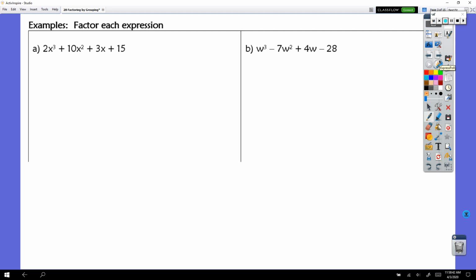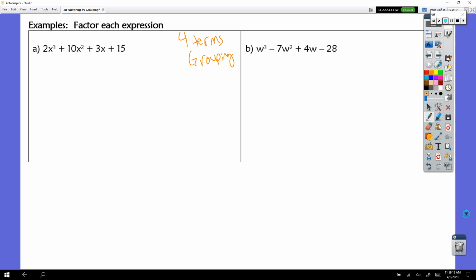In example A, I've got 2x cubed plus 10x squared plus 3x plus 15, and I have 4 terms for this. Because there are 4 terms, I'm going to try grouping. Before I get going with the actual grouping, I'm going to see if there is an expression that would divide into every single term. I'm looking at all 4 terms, and I don't see a coefficient other than 1 that would go into all 4 terms.